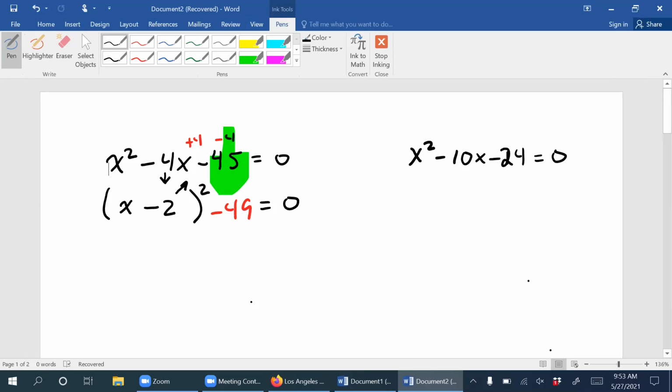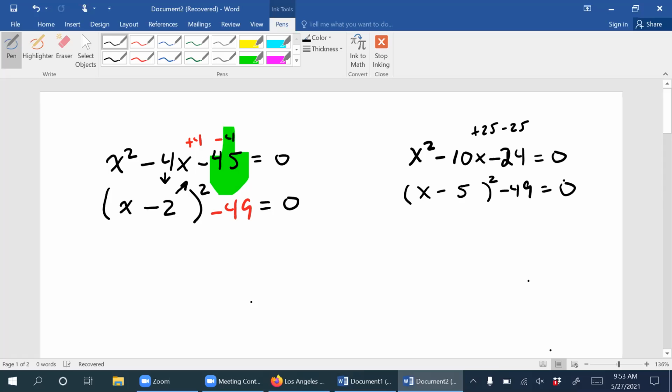Let's complete the square here. X minus what? What number goes in there in your heads? Hopefully you guys can say 10 divided by 2 is 5. 5 squared is plus 25, minus 25. We combine them down, it becomes negative 49. Make sure you write the equal 0.